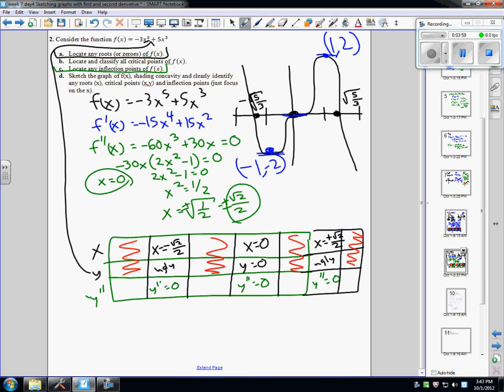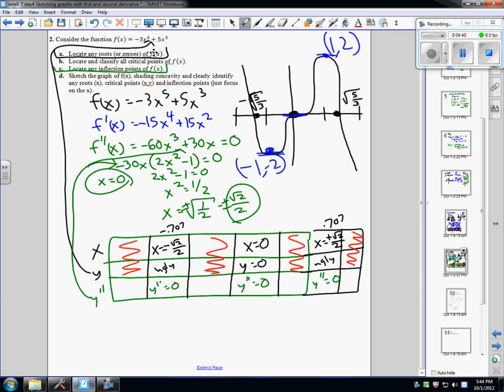Our sign check can come from either that place or this place. It doesn't matter. All we need to do is plug in values that are in between our intervals and check which ones are positive and which ones are negative. If you're not quite sure, square root of 2 over 2 is 0.707. So this is 0.707. This is negative 0.707. So we could check negative 1, negative a half, half, and 1.